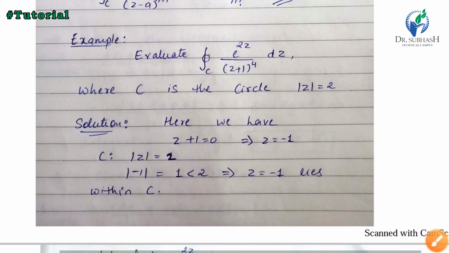Let us check the first example. Evaluate integration C e raised to 2z upon z plus 1 raised to 4 dz, where C is the circle mod z equal to 2.